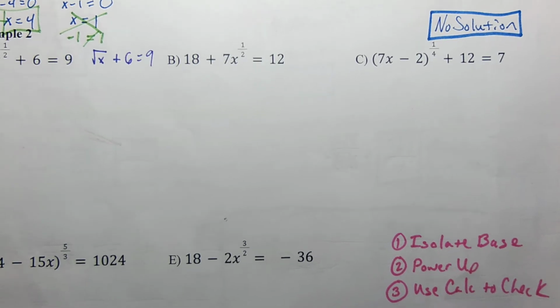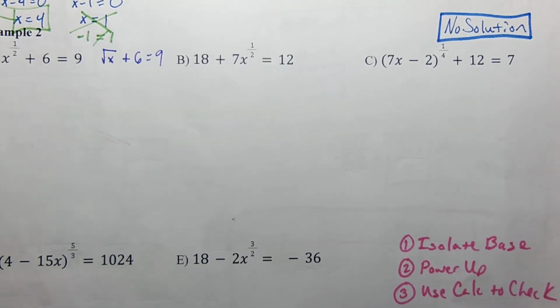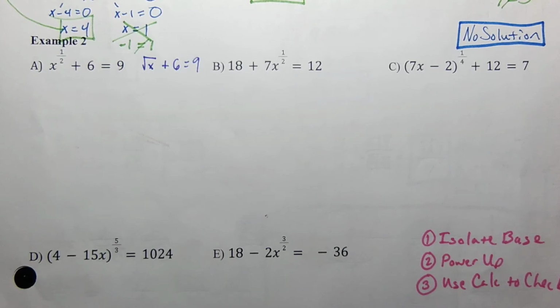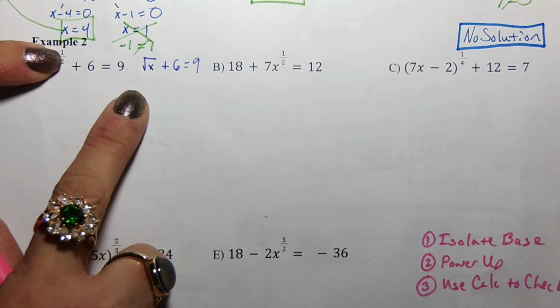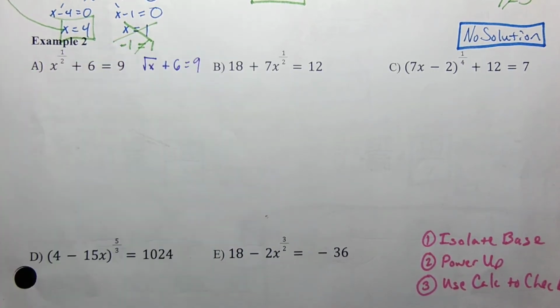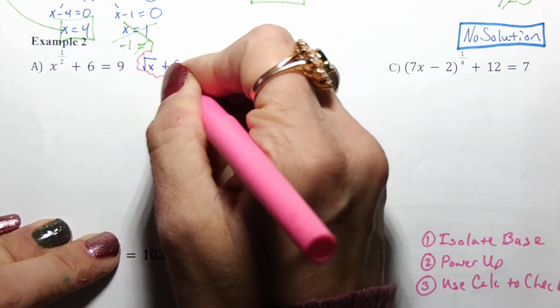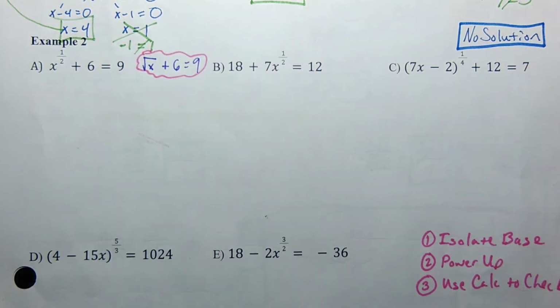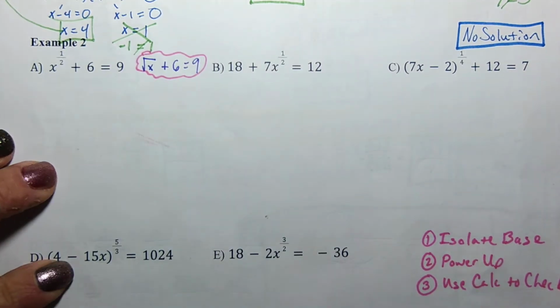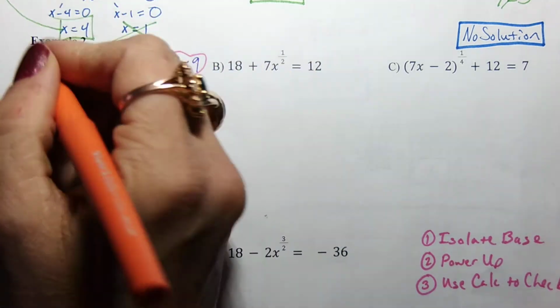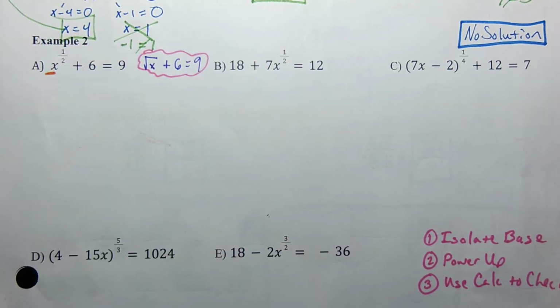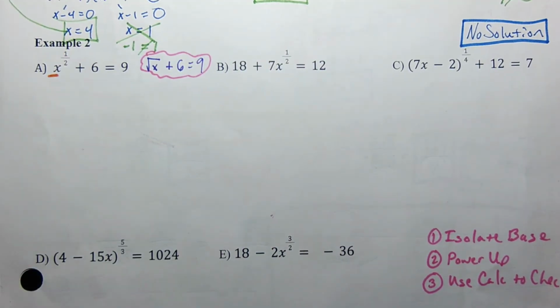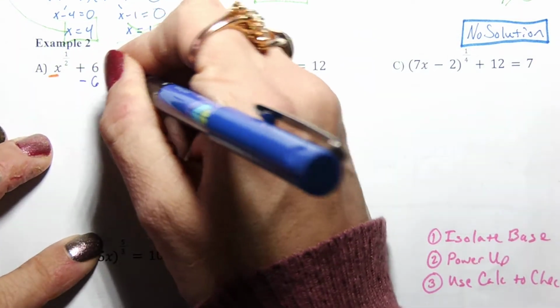So looking at that first problem again, we've got x to the 1/2 plus 6 equals 9. So I don't want you to rewrite this in radical form. I want you to work with the fractional exponent. So if I asked you to isolate the base, who's our base that has the fractional exponent? X. How will we isolate that? By subtracting 6 from both sides.